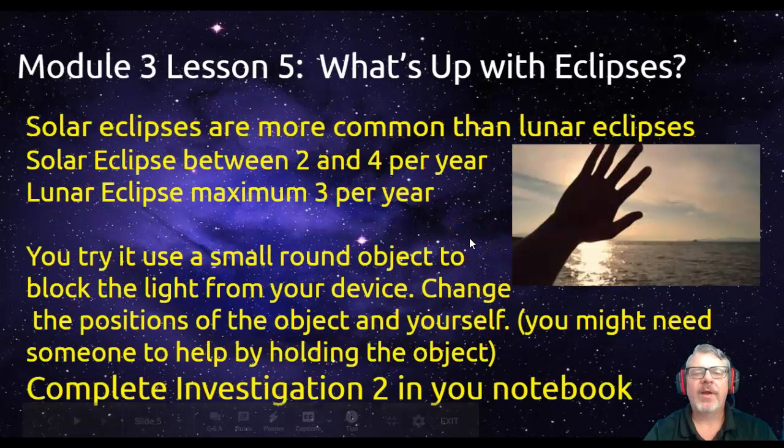Solar eclipses are more common than lunar eclipses. A solar eclipse can happen between 2 and 4 times a year, but for a lunar eclipse, the maximum is 3 times a year. So what they have you doing first is finding a small round object. They describe it as a candy in the lesson, and you are going to put it in front of your face and point it at something across the room.